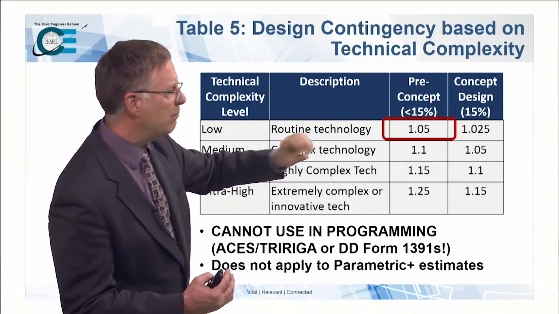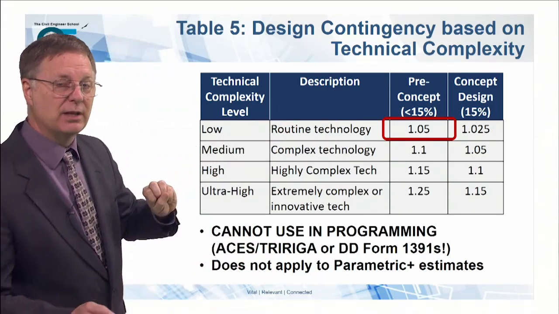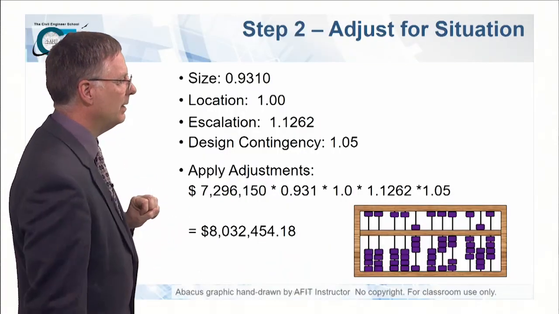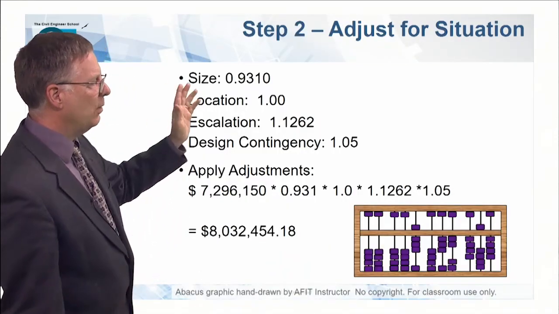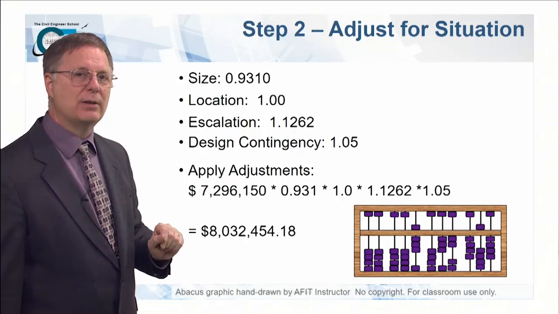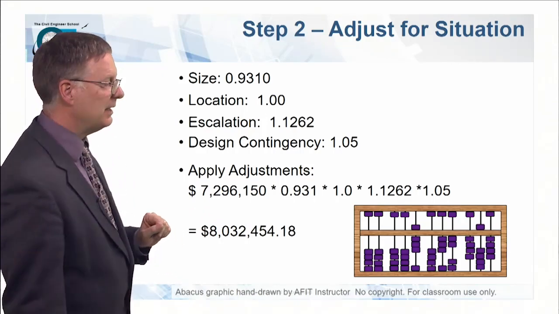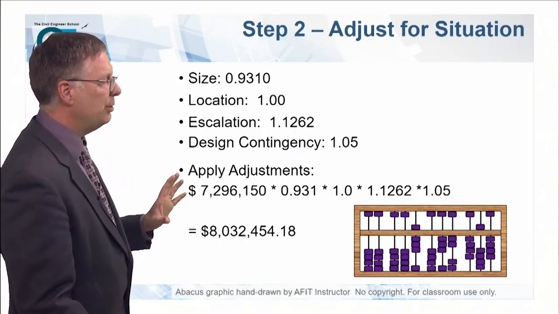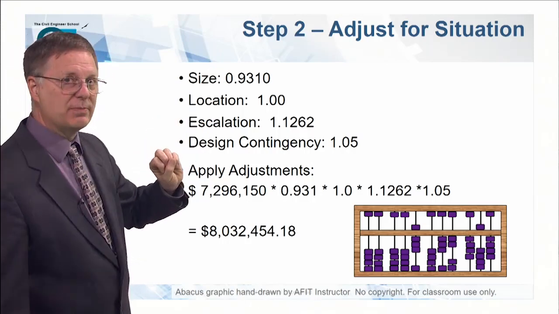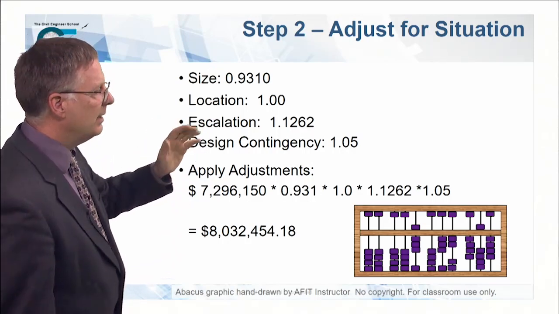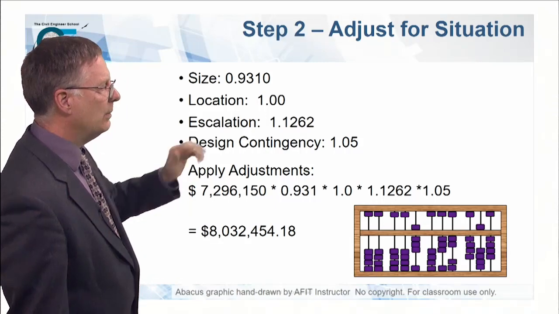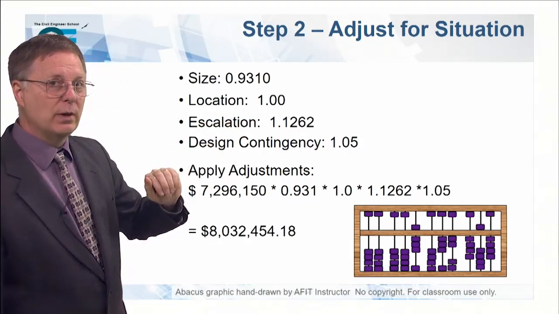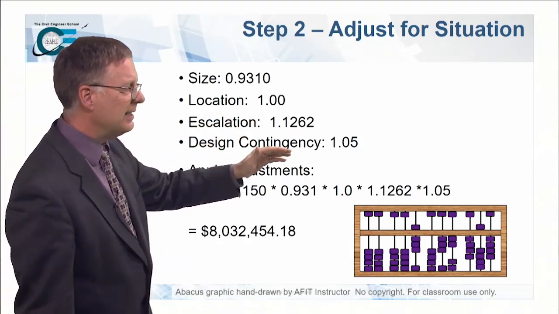So we're going to throw a design contingency of 5% on this project. So now we know our adjustments. We've got our initial price, $7,296,150, and we're going to now throw in a size adjustment, 9.931, a location adjustment of 1.0, an escalation factor of 1.1262, and a design contingency.